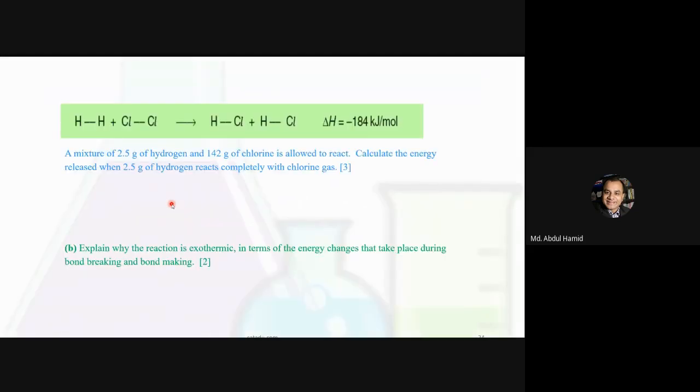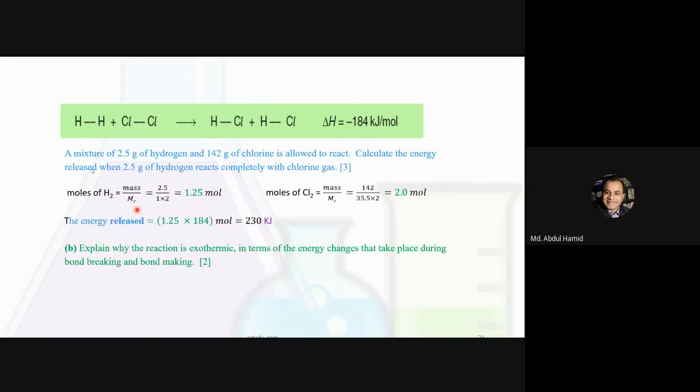Then another example: hydrogen and chlorine forming hydrogen chloride, where the enthalpy change is negative 184, right? So how much heat energy will be changed? For this, you need the moles first. You have to calculate the moles of hydrogen, 1.25. Moles of chlorine is 2. So moles of hydrogen is smaller, so chlorine is the excess. The product depends on the limiting reactant. So the amount of heat per mole is 184, multiplied by 1.25 moles, so 230 is the answer.